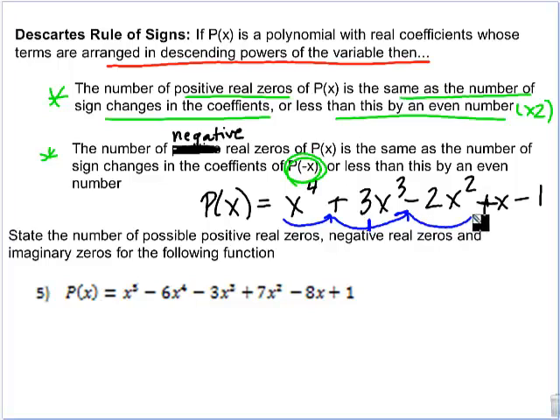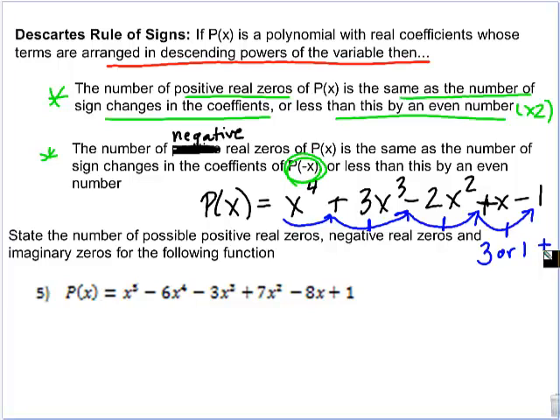Negative to a positive, that's a change. So it changed another time. Positive to a negative, that changed a 3rd time. So here, how many times did our sign end up changing? 3. So we would have 3, and then we decrease that by an even number, so by 2. So 3 minus 2 is 1. So we would have 3 or 1 positive answers.